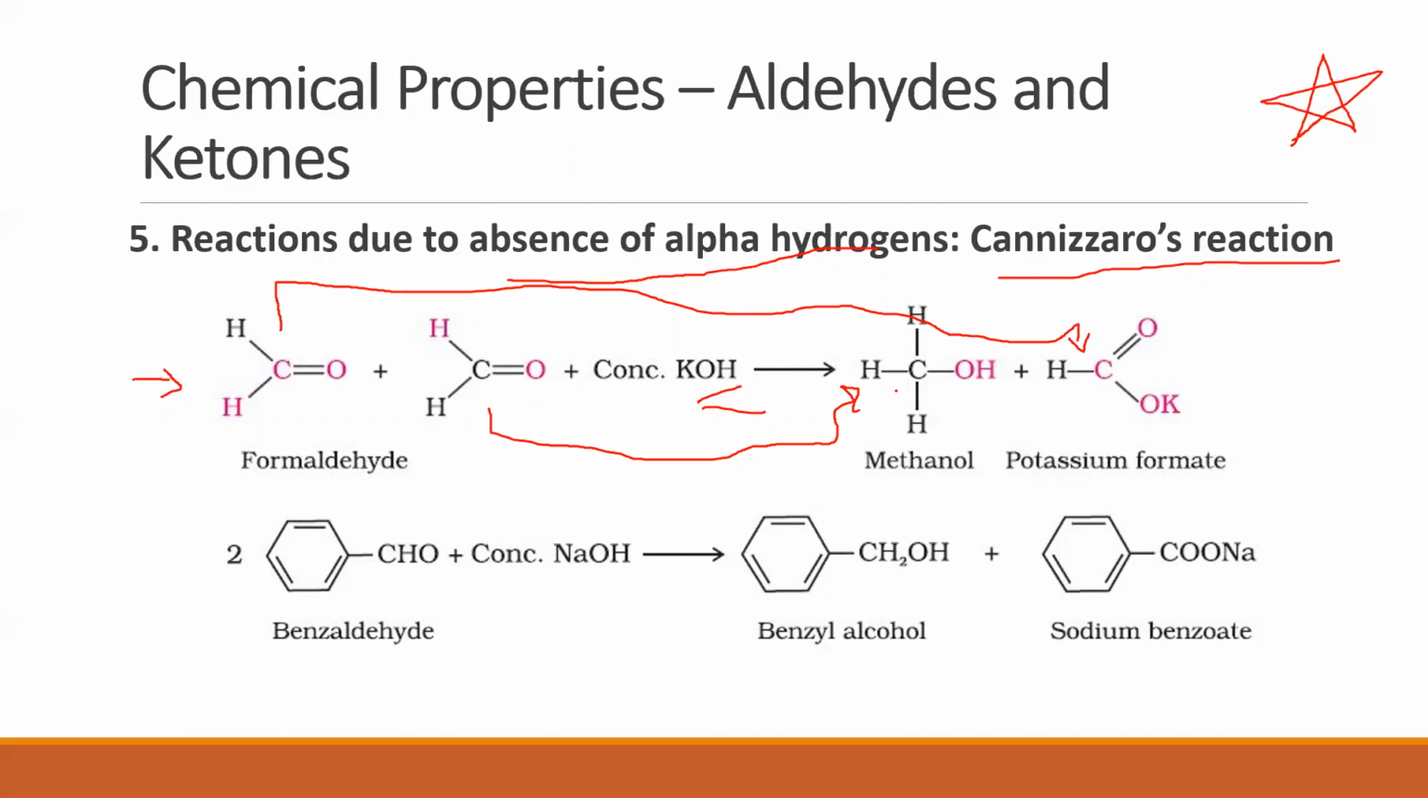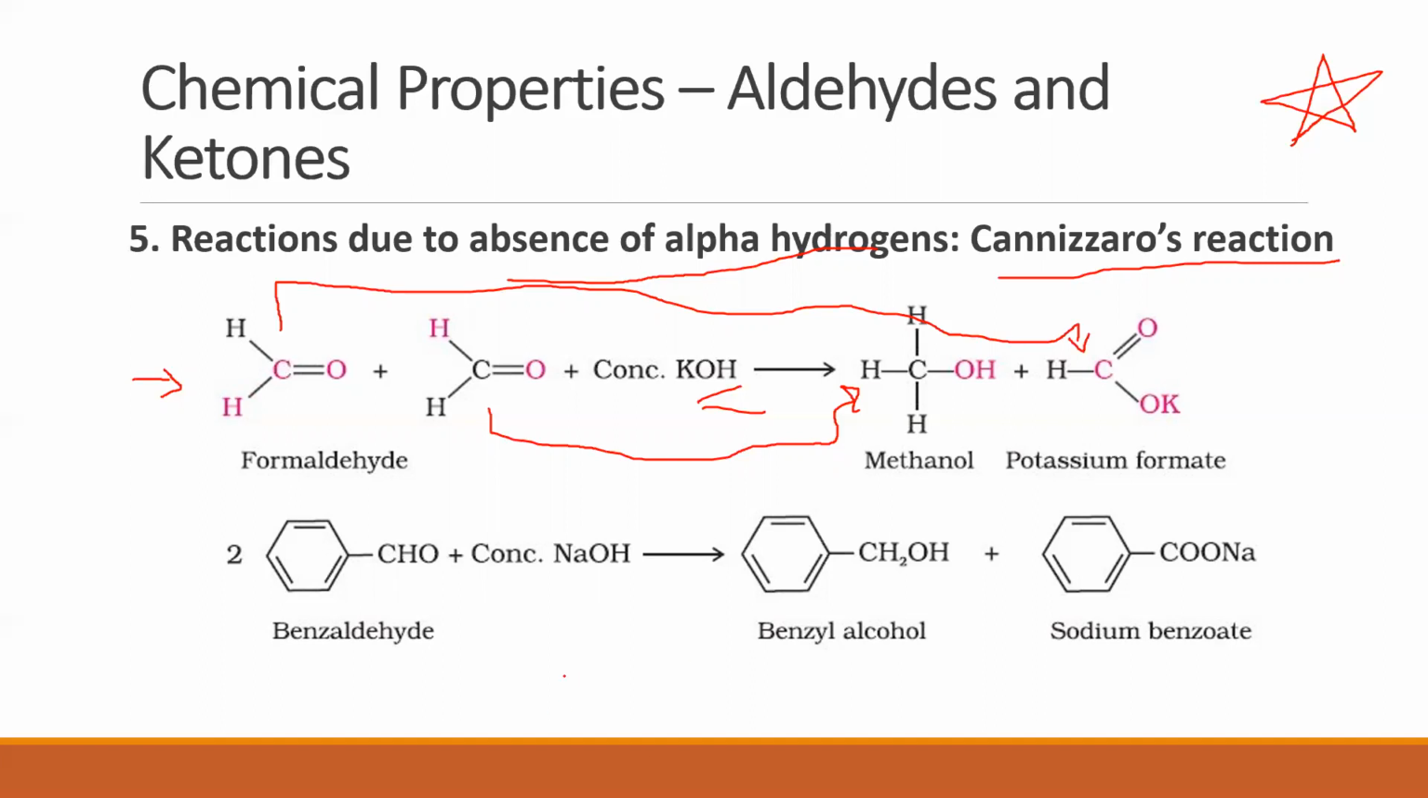Disproportionation reaction. What is a disproportionation reaction? A disproportionation reaction is a reaction where out of 2 molecules, one of them will undergo oxidation to give the final product. The other one will undergo reduction to give the final product. You got that? So very important. Cannizzaro's reaction is an example for disproportionation reaction.